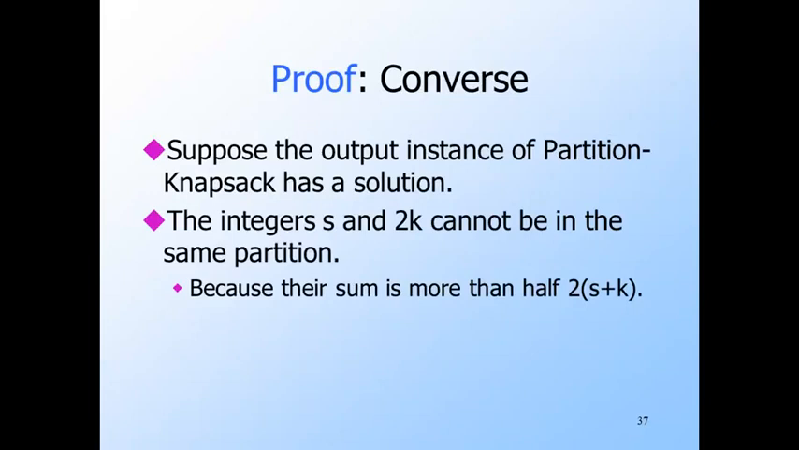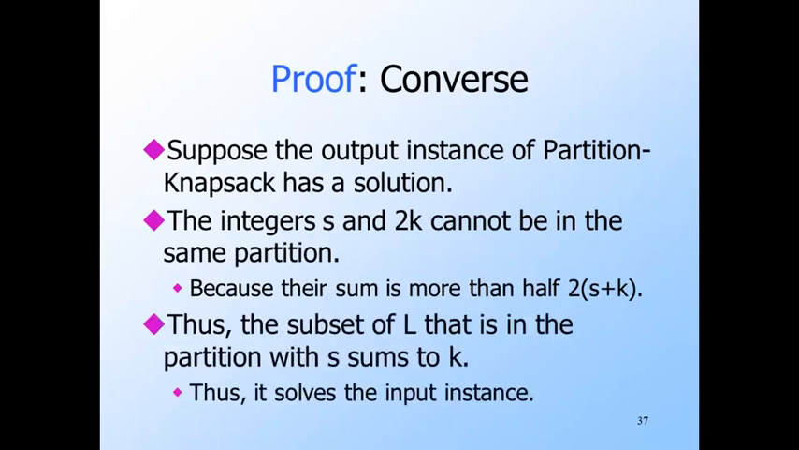We claim that the two integers S and 2K cannot be in the same partition because their sum is S plus 2K, and that's more than half the sum of all the integers in the output instance, which recall is 2S plus 2K. Now, if the output instance of partition knapsack has a solution, then the subset of L that is in the same partition as the integer S must sum to S plus K minus S. That's half the total minus S, which means the subset of L sums to exactly K.